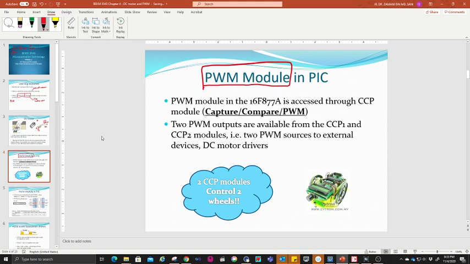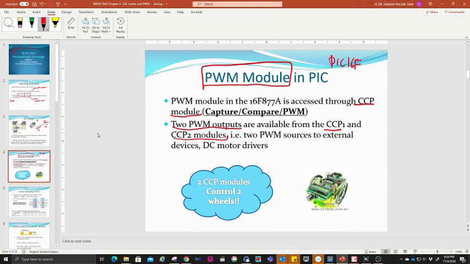So the PWM module in the 16F877A is accessed through CCP pins. They call it the CCP module, which stands for capture, compare, PWM. This is called CCP pins. So two PWM outputs are available from the CCP1 and CCP2 modules. So where are these modules? For the PIC16F, you have two PWM outputs available from CCP1 and CCP2.